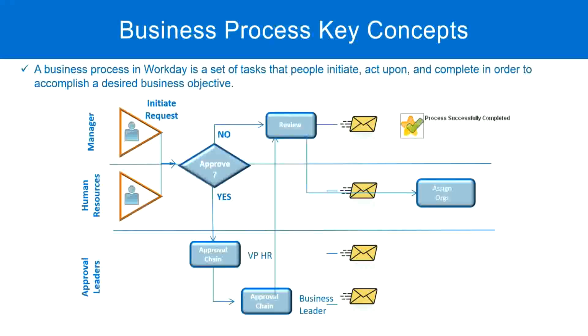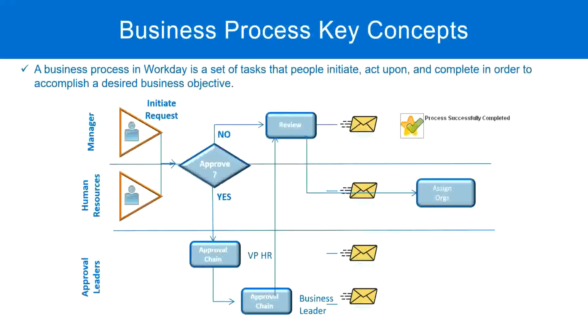To whom? It goes to some higher up leaders. Like for approval chain, it goes to VPHR. And then it also goes to the business leader. After the business leader finishes the approval, it goes back to review. And then we do the assigned organizations. And done. Correct. So after the assigned organizations is done, we say the process is successfully completed.